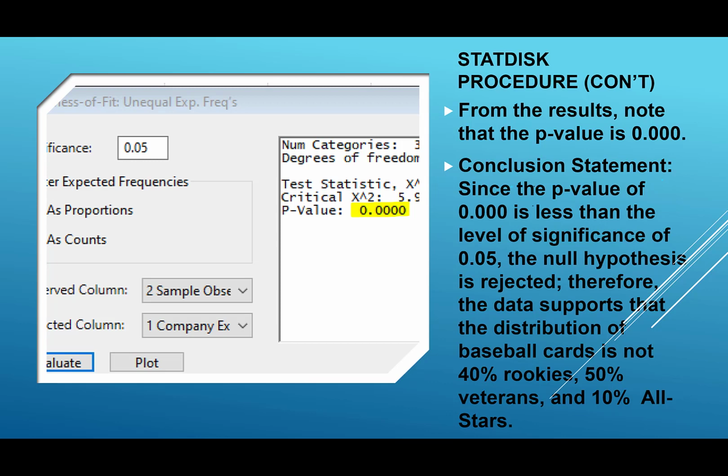So our conclusion statement is, since the p-value of 0 is less than the level of significance of 0.05, the null hypothesis is rejected. Therefore, the data supports that the distribution of baseball cards is not 40% rookies, 50% veterans, and 10% all-stars.